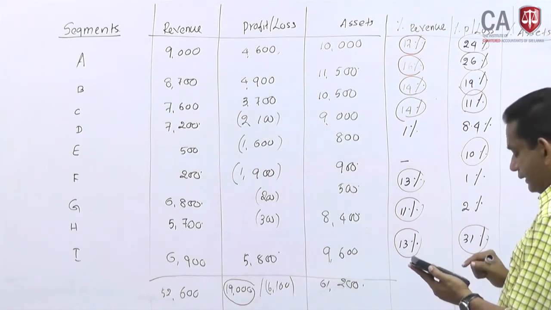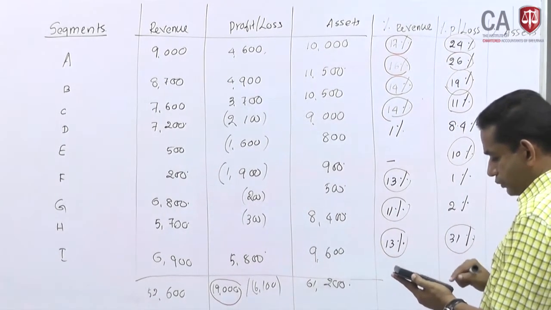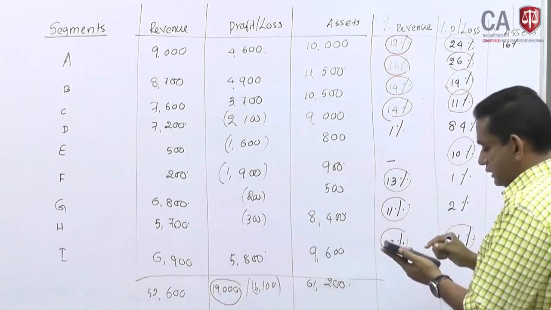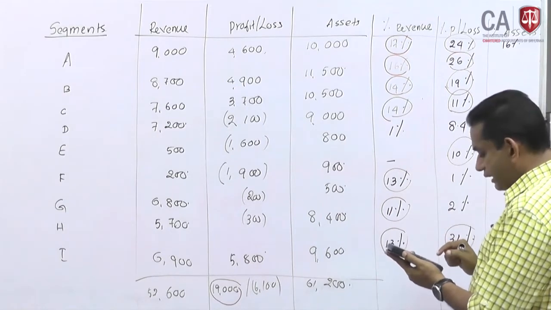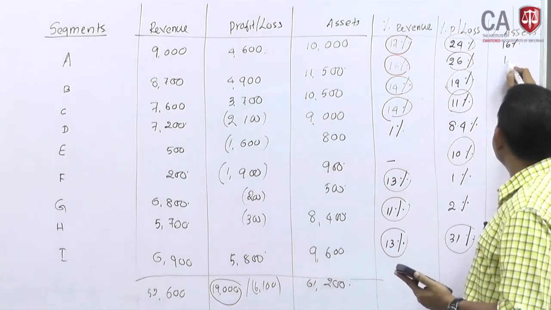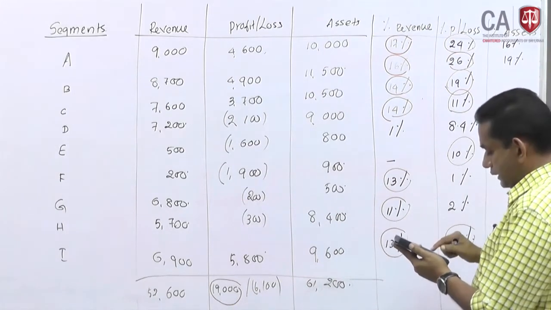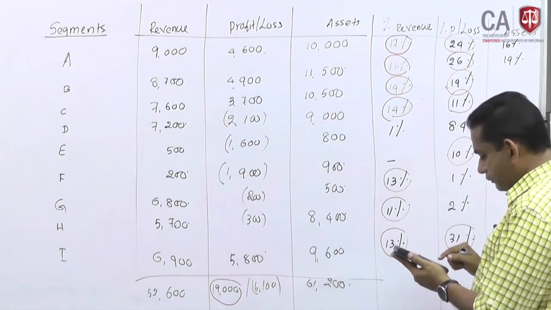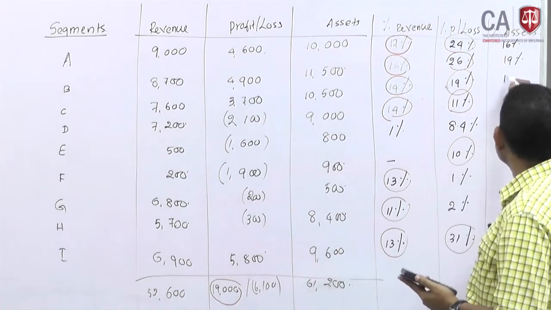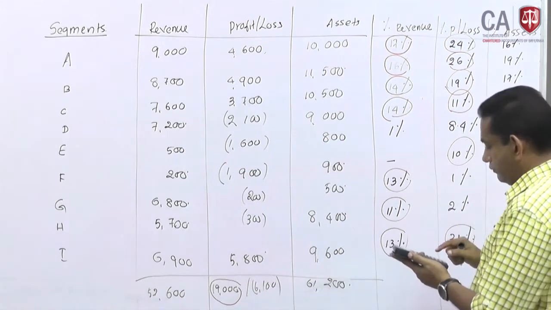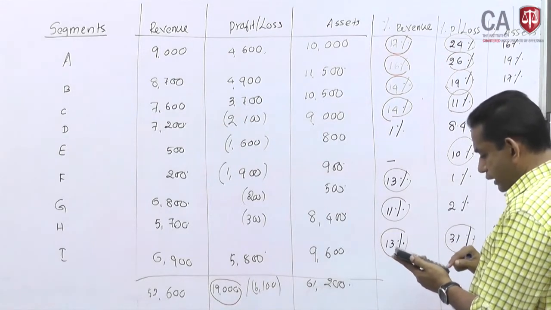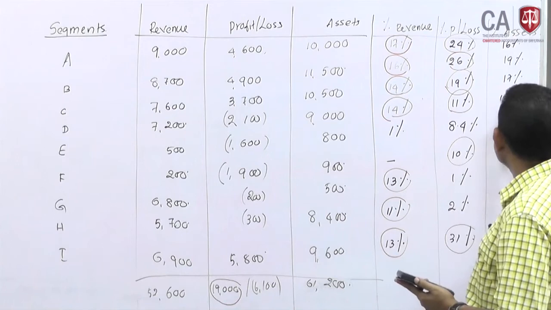$10,000 divided by 61,200 into 100, 16%. 11,500 divided by 61,200 into 100, this is 19%. 10,500 divided by 61,200 into 100, this is 17%. 9,000 divided by 61,200 into 100, 18%.